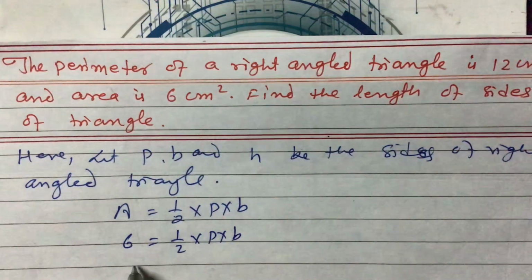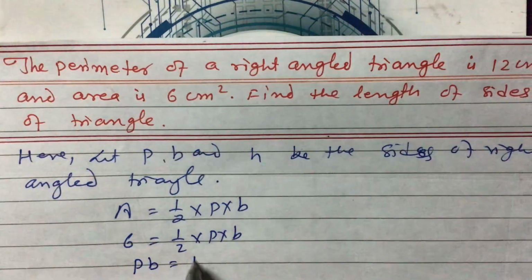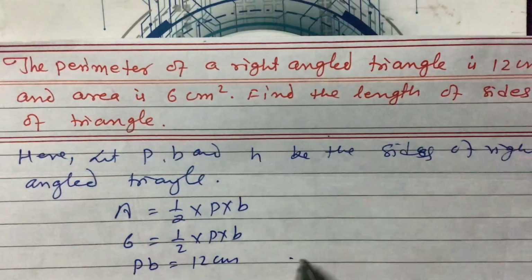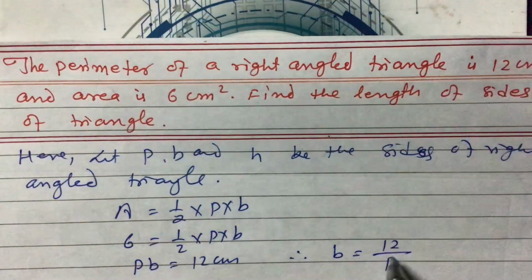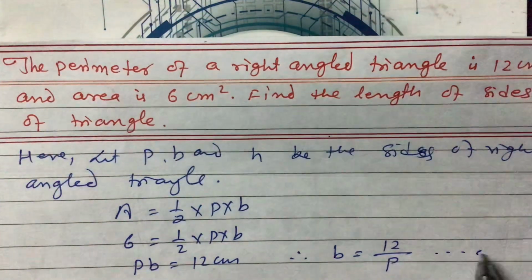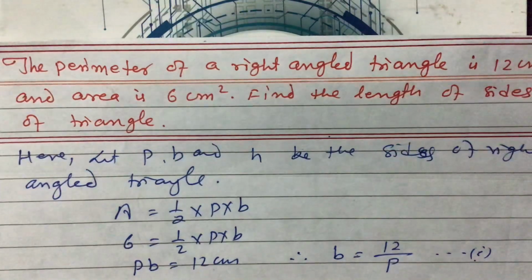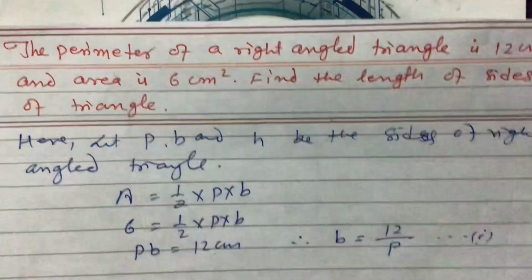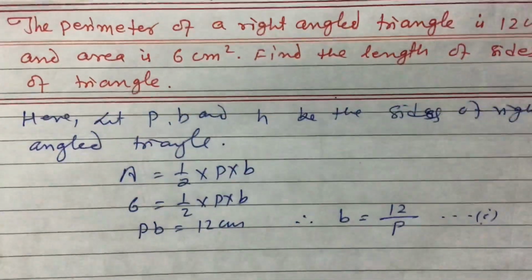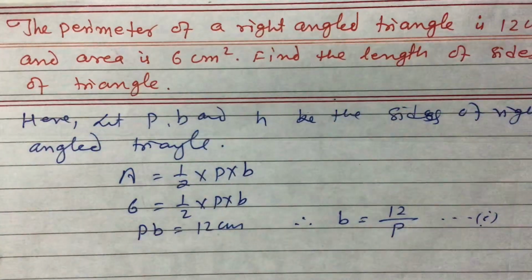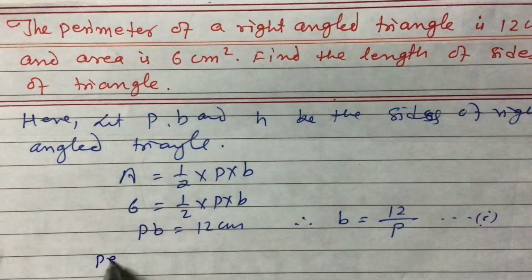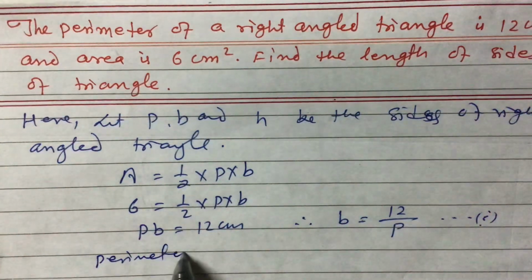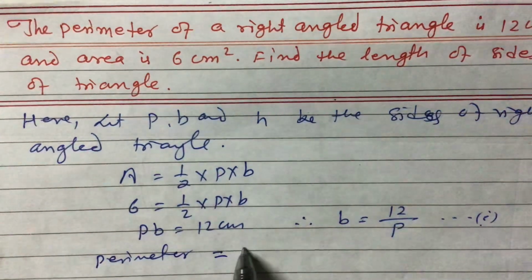So we can write PB equals 12 centimeter. So therefore B equals 12 divided by P we can write. Let us say this equation 1 also. We got the value of B in terms of P. Okay, now another thing we have given is the perimeter. Perimeter is equal to 12 given.